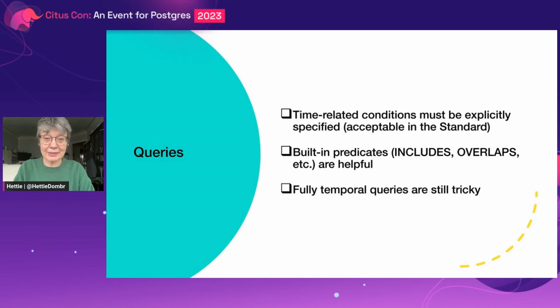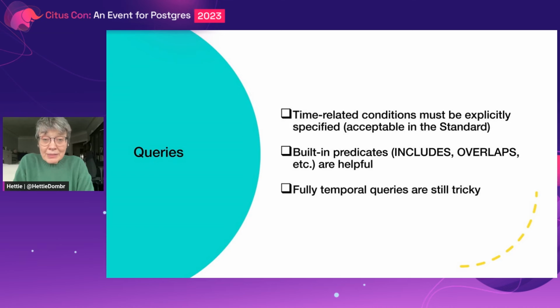So for queries, we do not have extension because PG bitemporal is not a Postgres extension, so we do not have syntax extension. We have time-related conditions which have to be explicitly specified. The standard allows this. When you write select, you need to tell where you want to stand for effective time, for asserted time. Then we can use all the built-in predicates present in Postgres.